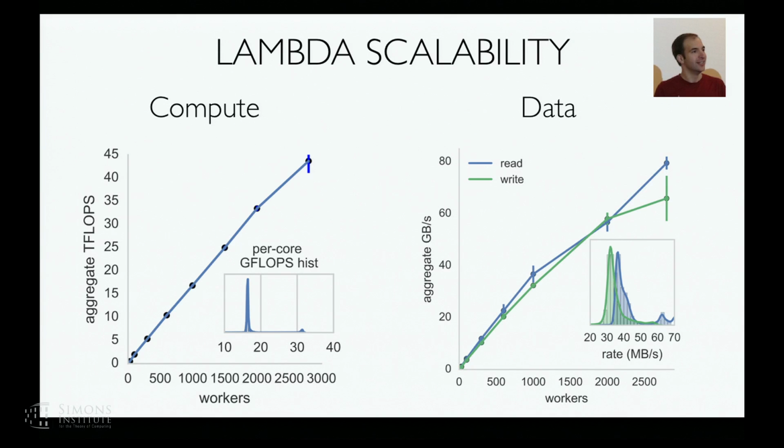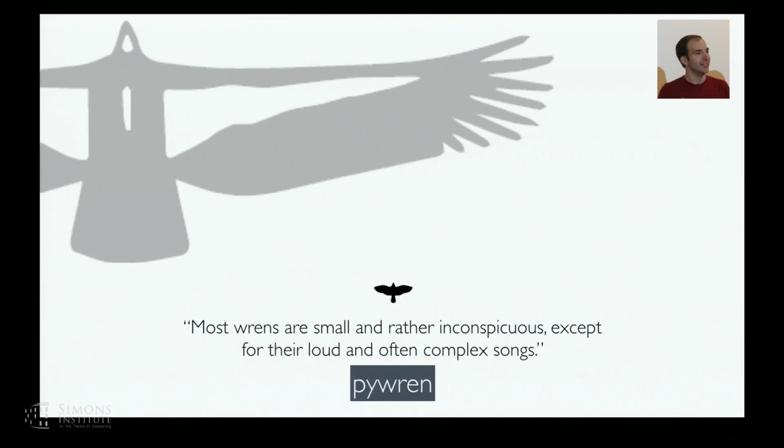Their aggregate teraflops at about 3,000 workers is 45 teraflops, which is like 10 GPUs. That's like 10 P100s, which is pretty cool. Also the aggregate bandwidth to S3 is approaching about 80 gigabytes per second, which is pretty nice. It's pretty fast. I was kind of shocked by these numbers. That's pretty nuts. Just doing a bunch of microservices, you can get some teraflops.